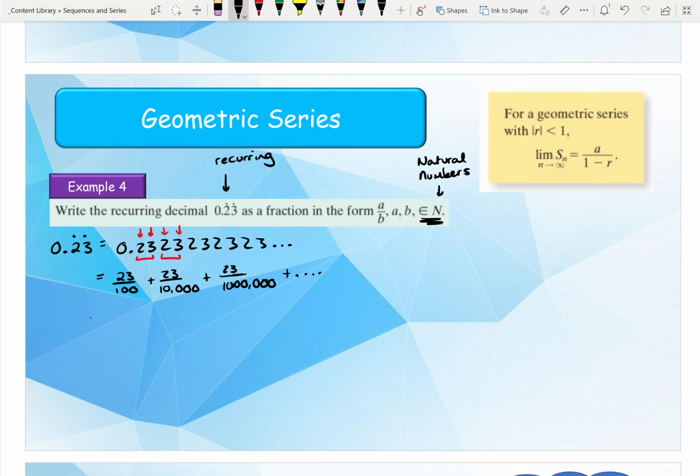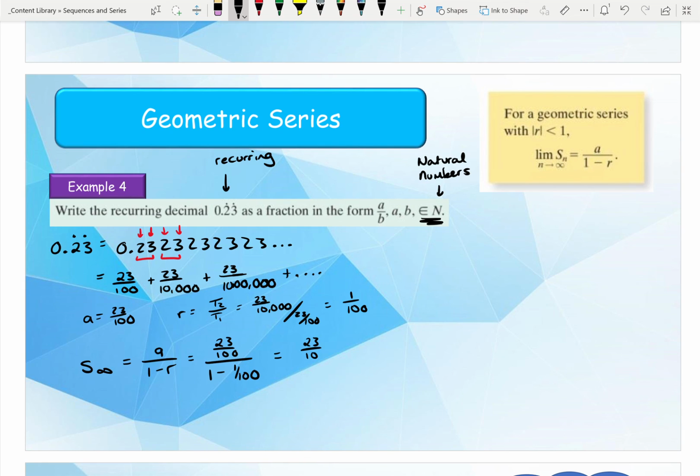So what that means is a is 23 over 100, my first term. r is going to be term 2 over term 1, which is 23 over 10,000, all over 23 over 100, which we can see visibly is just 1 over 100. Okay, so now to find my recurring decimal, this would continue indefinitely to infinity, which is why we're going to use S to infinity is equal to a over 1 minus r, where a is 23 over 100, all over 1 minus 1 over 100, which is r.